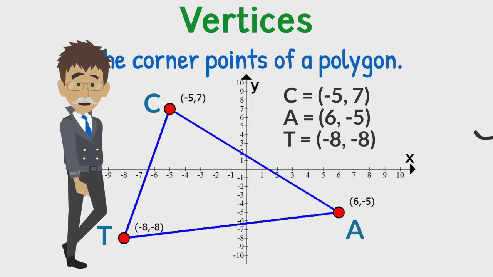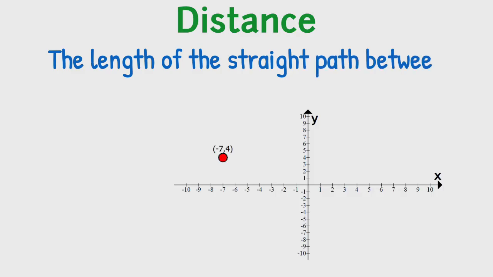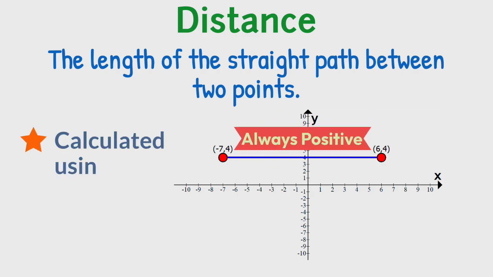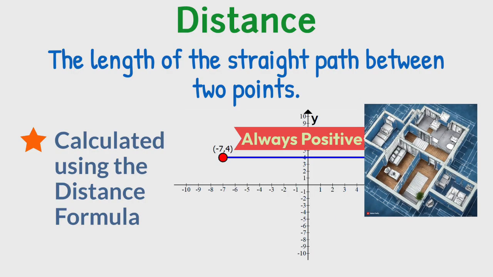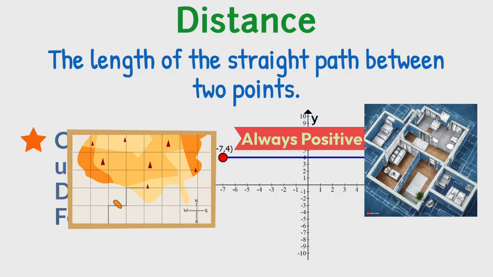Now let's learn how to measure the distance between any 2 points on the coordinate plane. Distance. The length of the straight path between 2 points. On the coordinate plane, the distance is always measured as a positive value and can be calculated precisely using the distance formula. Whether you are measuring the length of a wall on a blueprint or finding the distance between 2 cities on a map, the concept is exactly the same.